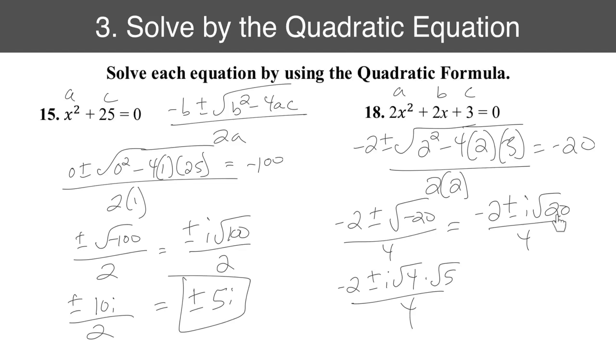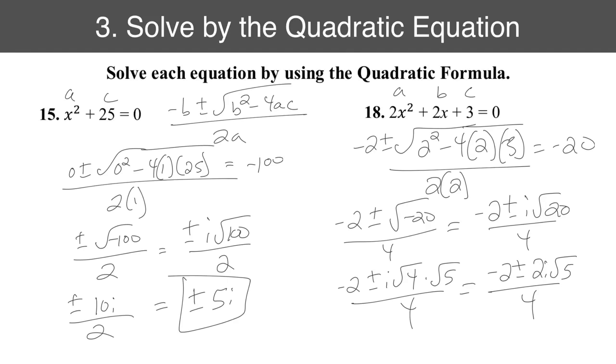So what I did was I took the 20 and I replaced it with 4 times 5, square root of 4 times square root of 5. The reason for that is now I can take the square root of 4 and get negative 2 plus or minus 2i square root of 5 all over 4. So what I've done now is instead of leaving it as square root of 20, which is not a perfect square, I have simplified or broke it down using a perfect square, which was 4, and now I'm able to pull out a 2i from that square root.